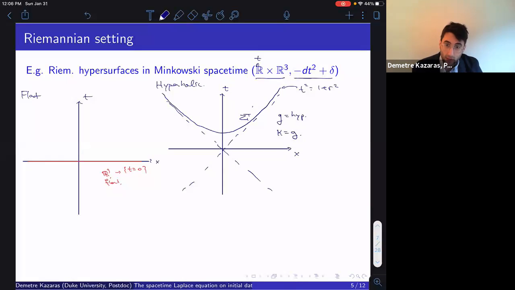Now, what are some typical examples of initial data sets within this spacetime? Well, you can consider the constant time slices, where this t coordinate is constant, for instance, t equals 0. You'll recover flat space here. So I've drawn it in red. Okay, so R3 with the flat metric would be considered one of these initial data sets.